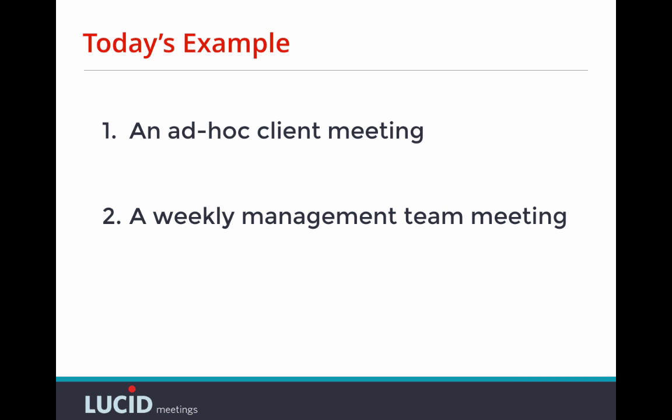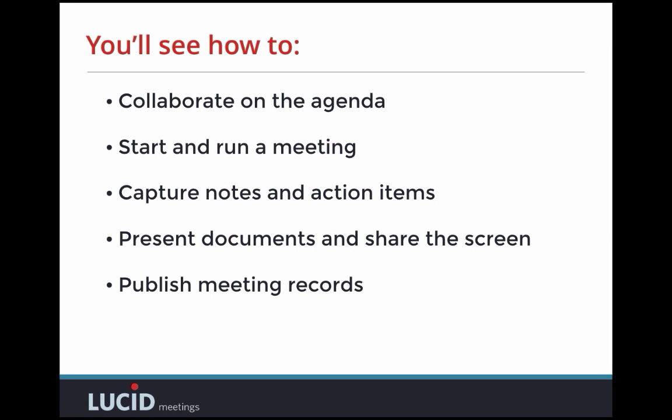By the end of today's session, you will have seen how to collaborate on the agenda as a group, how to start and run a meeting, how to capture notes and action items and decisions and all of those kinds of important things that happen in your meeting, how to present documents and share your screen if you need to do that, and then finally, after you've run that meeting, how to get those records out and publish them off to where you can use them. Okay, so with that, why don't we go ahead and turn it over to John to run through our first example.